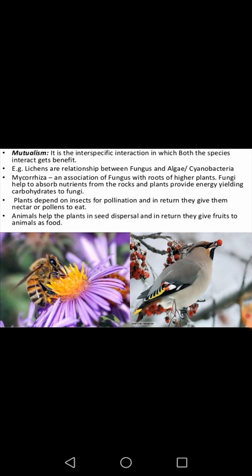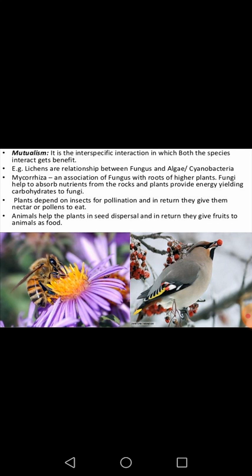And next one is mutualism. Mutualism is also an interspecific interaction in which both of the species are going to be benefited. This is the very first interaction which we are going to observe right now, in which both of the species are going to be benefited. Like lichen is a symbiotic association between fungus and algae in which both are going to be benefited. Like mycorrhiza is an association between the roots of higher plants and some fungus in which both are going to be benefited.